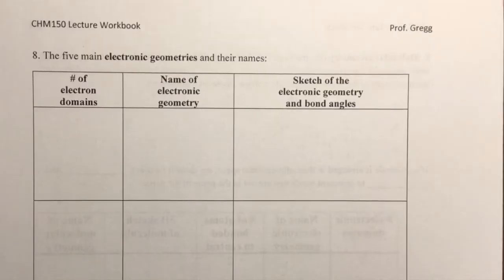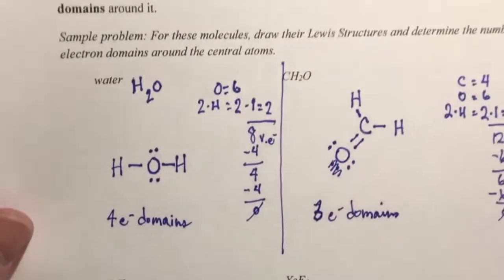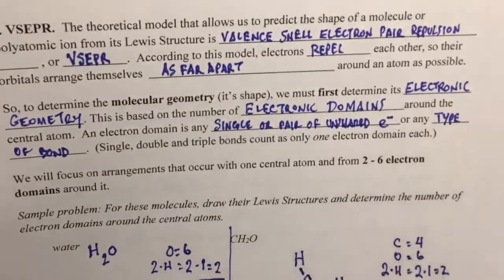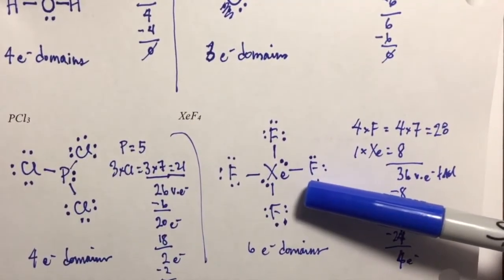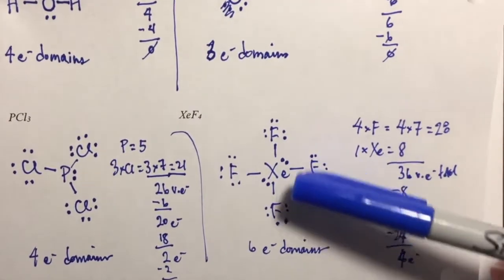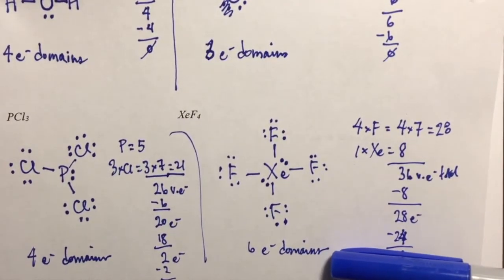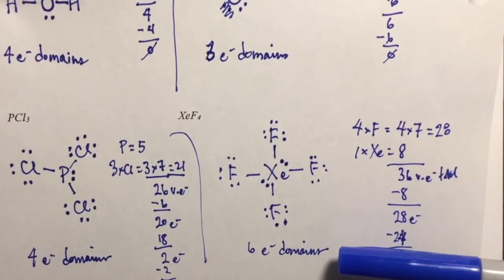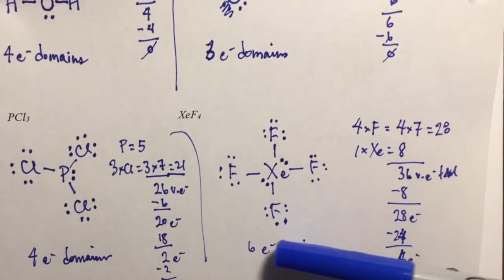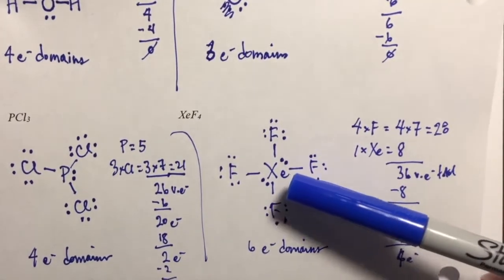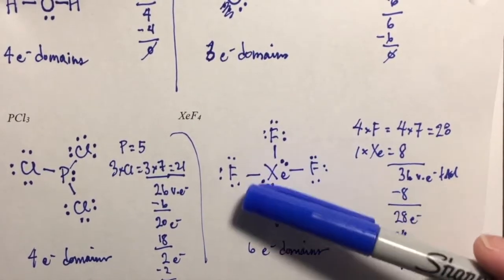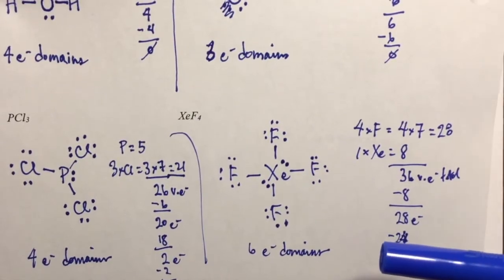Hello students. In our previous video, I discussed how we can draw the Lewis structures for various species, and then based on the Lewis structure, we can determine the number of electron domains around the central atom. This is very important because determining the number of electron domains around the central atom will dictate what kind of arrangement they take in 3 dimensions.